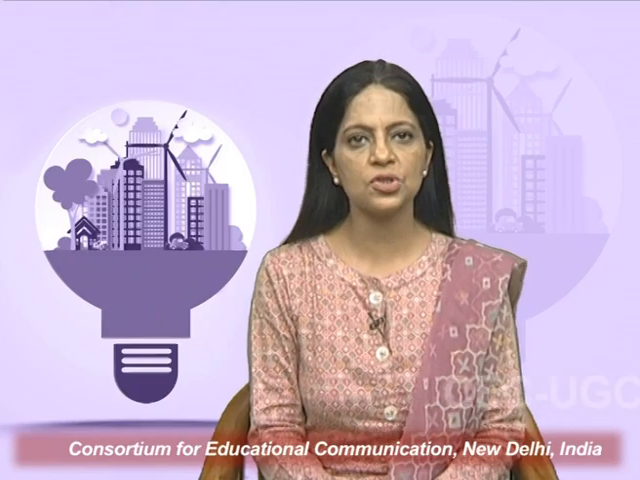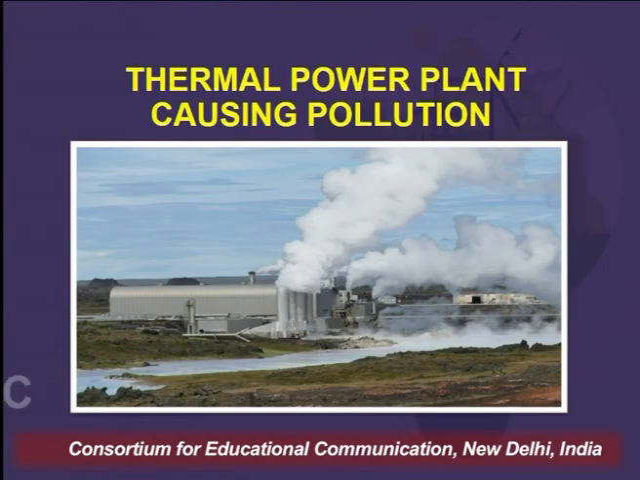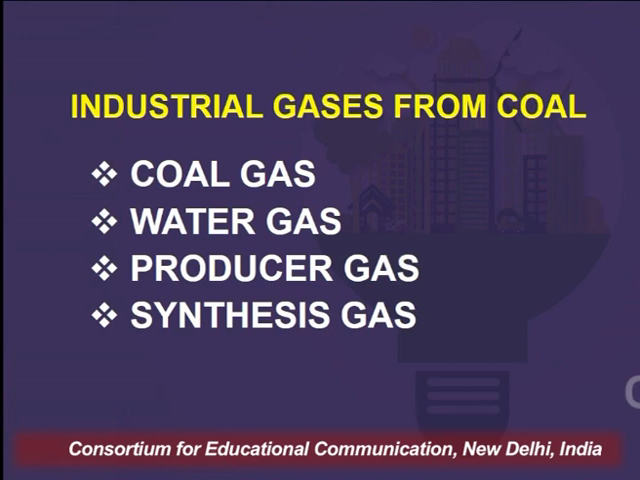This is a picture showing a thermal power plant causing a lot of pollution. As you can see, the amount of smoke which is coming out of the chimneys in thermal power plants, and apart from this, hot water which is being added to the nearby water body. Now, the industrial gases which can be obtained from coal include coal gas, water gas, producer gas and synthesis gas, also known as syngas.